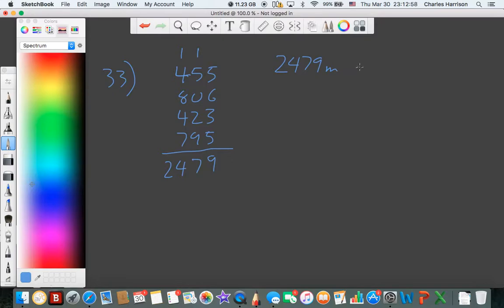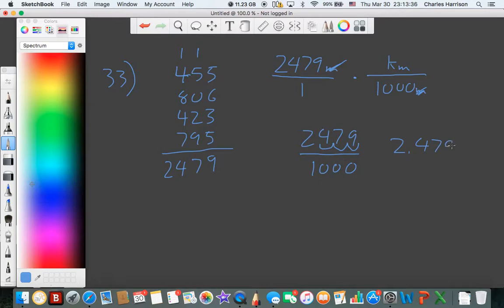Boundaries means perimeter. We want to change this to kilometers. So we need to times by the ratio, right? The conversion ratio to convert this over. We want meters on bottom. How many meters are in a kilometer? Well, there's 1,000 meters in a kilometer, like that. So we cancel out the meters, and then it's just 2,479 divided by 1,000, like so, which means that we move the decimal back 3 places. So it's just 2.479 kilometers.